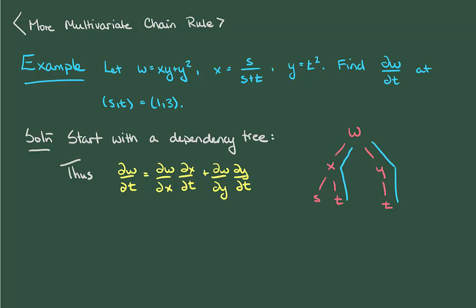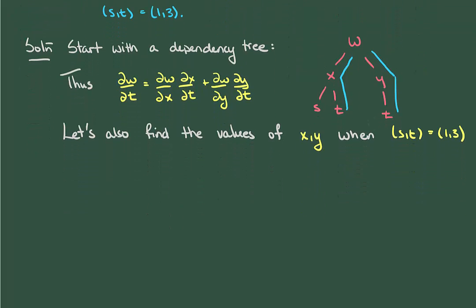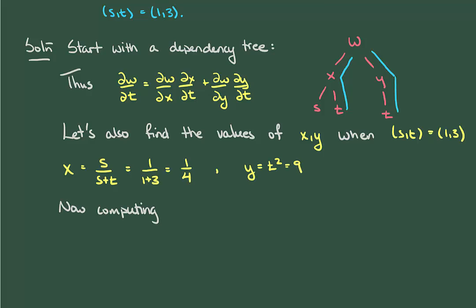Now this next part is where we will do things a bit differently than if we were computing a derivative function. We know the values of s and t, but it'll also help to know the values of x and y, which we can find by plugging in our values for s and t. The value of x is 1/4, while the value of y is 9. With that, we can now start computing derivatives.